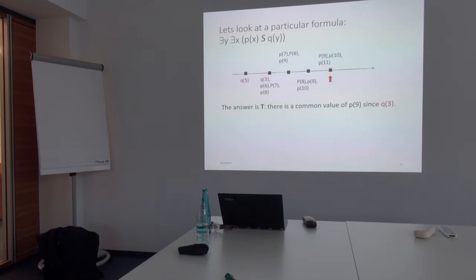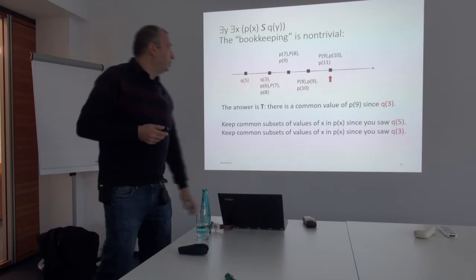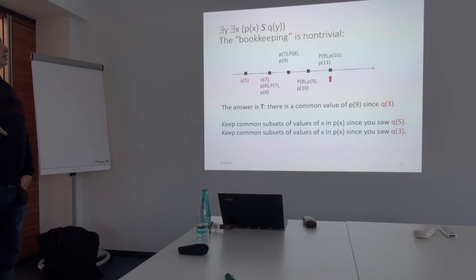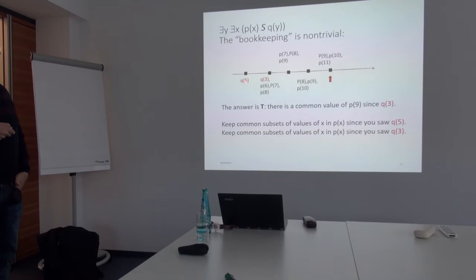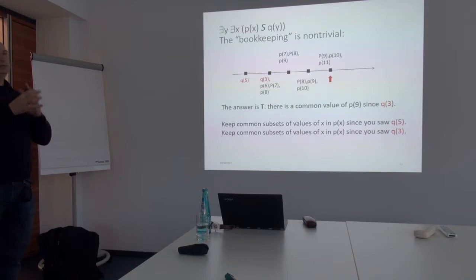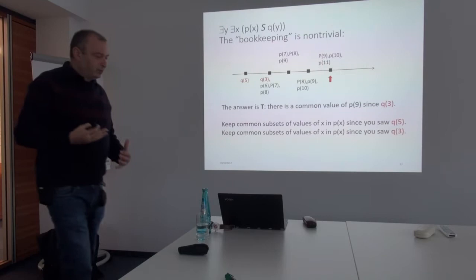So it's not a very complicated formula, okay? But it says something about the intuition of what is happening here. So we need to keep track that there's either a common value of P of something since Q of phi, or there's some common value since Q of 3. And intuitively you need to look at pairs of values, so we need to keep track of the fact that we have Q of 5 here, and what happened here, and we need to intersect values, and in fact we need to do that separately for the 5 and separately for the 3, right? It's kind of hard work, I would say.